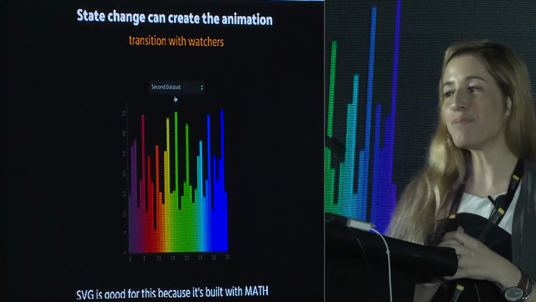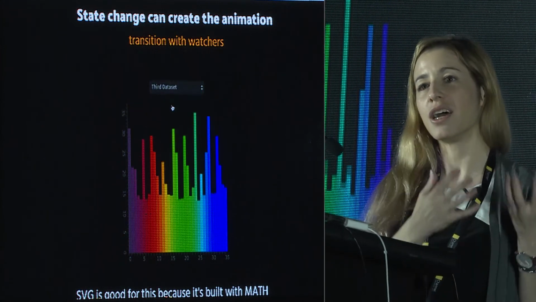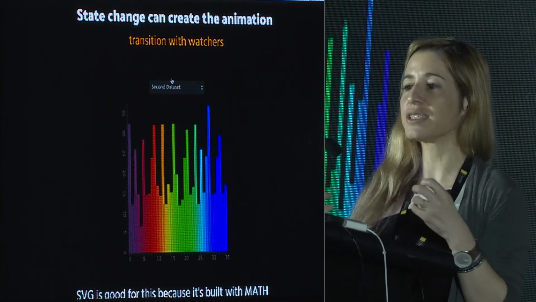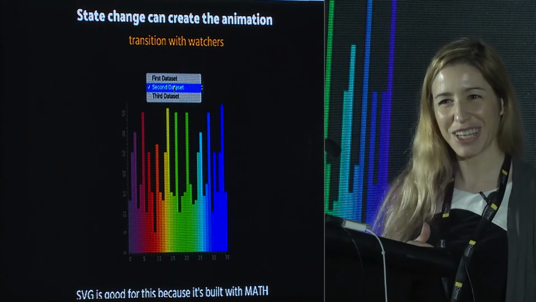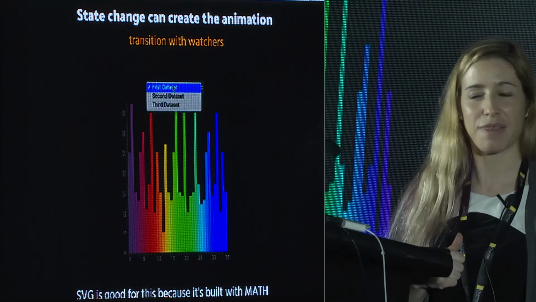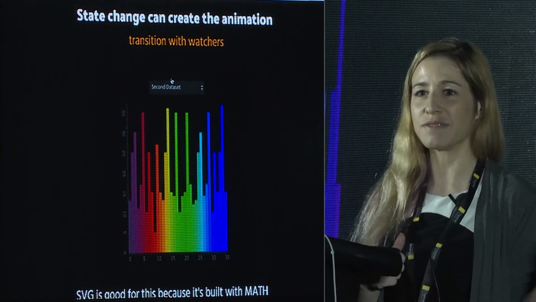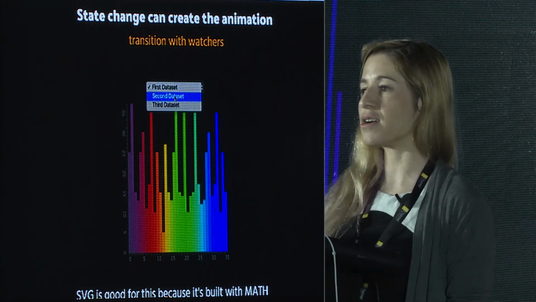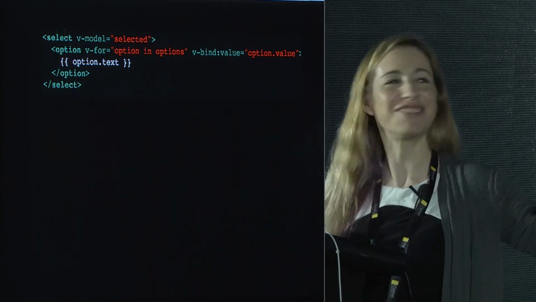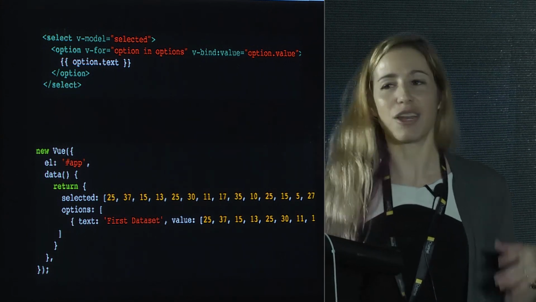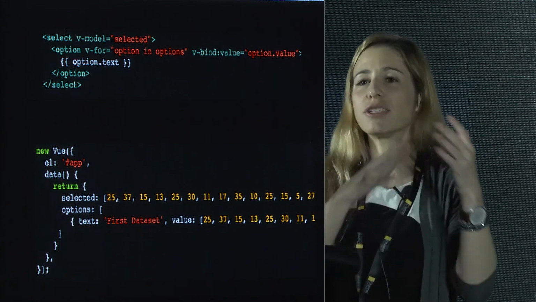So if the state is similar enough, you can even simply transition the state with watchers. Here I've built from scratch a chart with Vue, and as the data changes, the watchers will update it and simply transition between them. SVG is also really great for this task because it's built with math. I didn't use D3 or Chartist or anything for this. I'm just using those Vue directives to create this chart. Here we have a simple select, and we have that v-model again. Now you're used to the v-model. In our actual Vue instance itself, we have that initial selected, and then we also have a bunch of options.